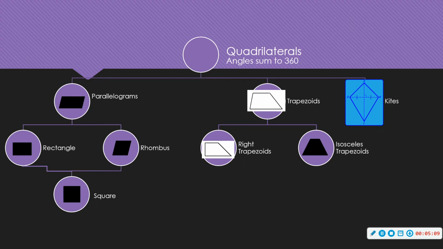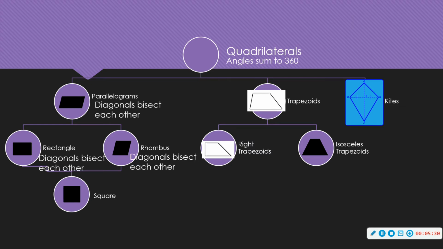Alright, some more fun facts. Back to our parallelogram family. When we draw some diagonals inside of our parallelograms, they will bisect each other. And if you remember what bisect means, that means cut in half equally, so that each side of the diagonal is the same, which you'll see a picture of in a little bit. Now, because a rectangle and a rhombus are parallelograms, the diagonals bisect there as well, and a square is also a parallelogram, so the diagonals bisect.